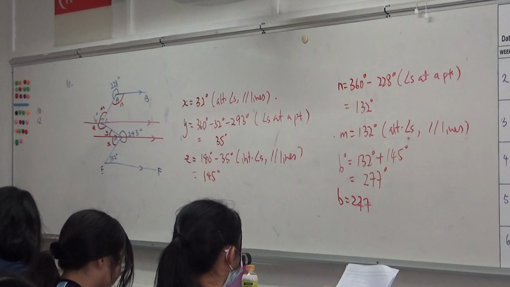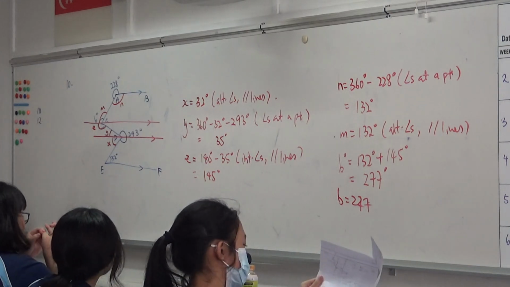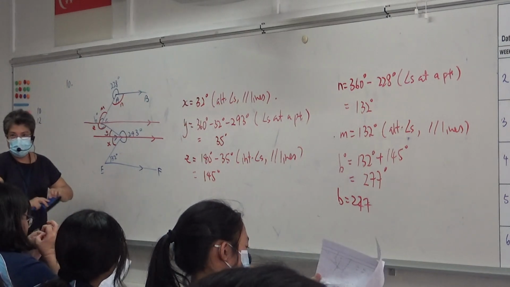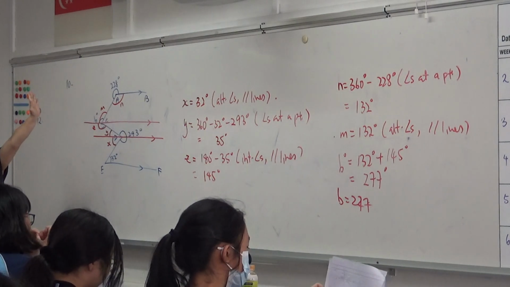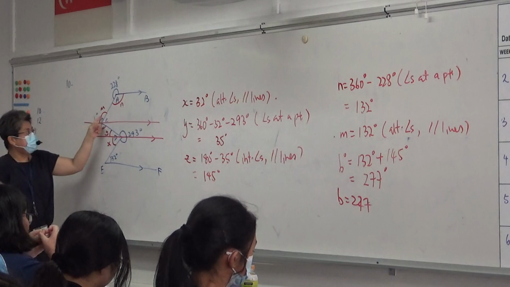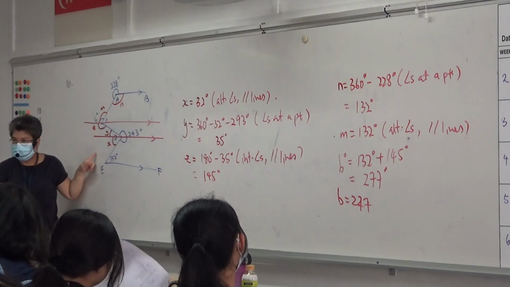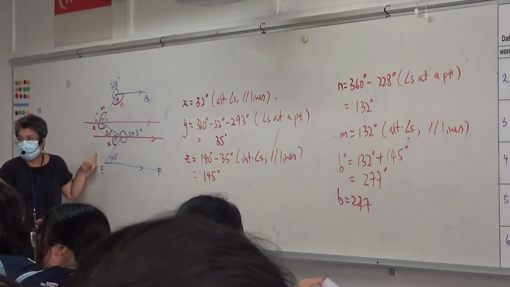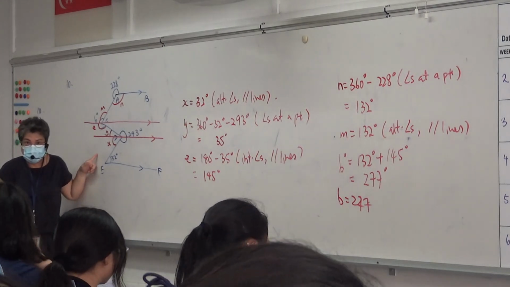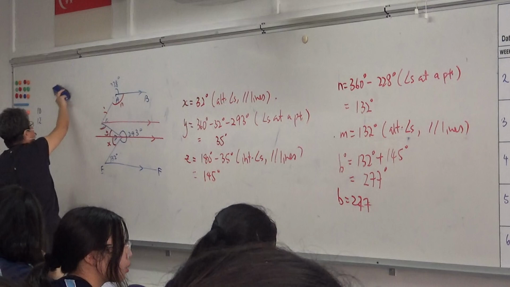Okay? Next one is question number 12. Are we okay with 10 already? Are we okay with 10? Now, first, when you label the angle, you must label on the diagram. If not, nobody knows what you're doing. Is that clear? That's why I say a sketch of the diagram is important. Okay? Alright, let's move on to 12.